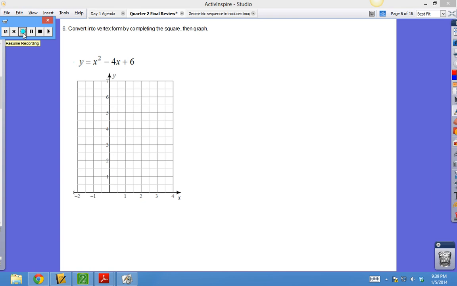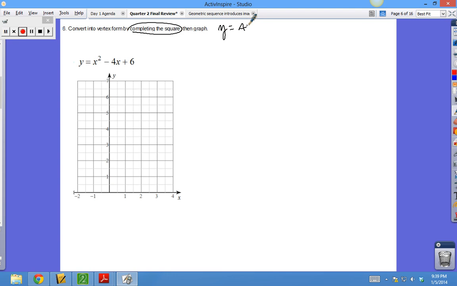Okay, they give you a function in standard form and they want you to graph it by changing it into vertex form. So vertex form is y equals a(x minus h) squared plus k. Okay, completing the square. So here's what we're going to do. Y equals x squared minus 4x. I'm going to take this plus 6 and just scoot it over here.